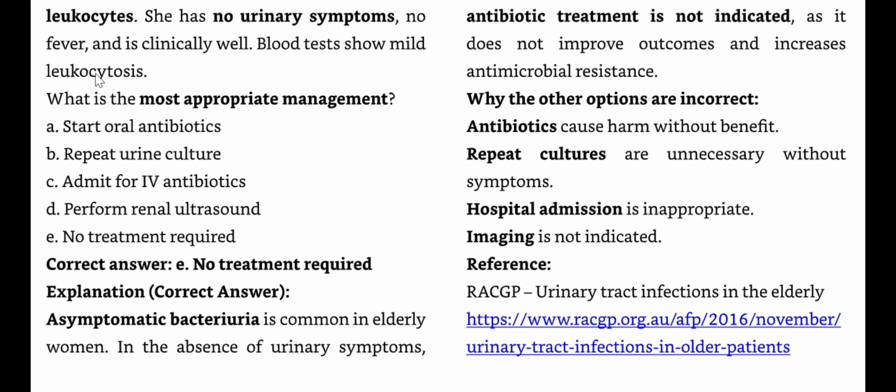Blood tests show mild leukocytosis. So the urine dipstick is positive for leukocytes and the blood test shows mild leukocytosis. What is the most appropriate management? Start oral antibiotics, repeat urine culture, admit for intravenous antibiotics, perform renal ultrasound, no treatment required.